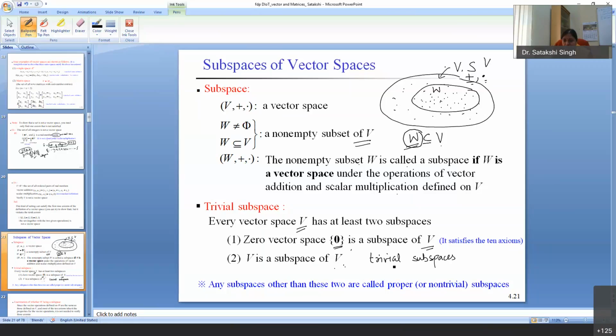Why are they called trivial? Because we don't need to justify whether they are subspaces or not. We don't need to check them. They are always subspaces of the vector space V. So that is why the zero vector space and V itself are called the trivial subspaces of V. And any subspaces other than these two are called the proper or non-trivial subspaces of the vector space V.